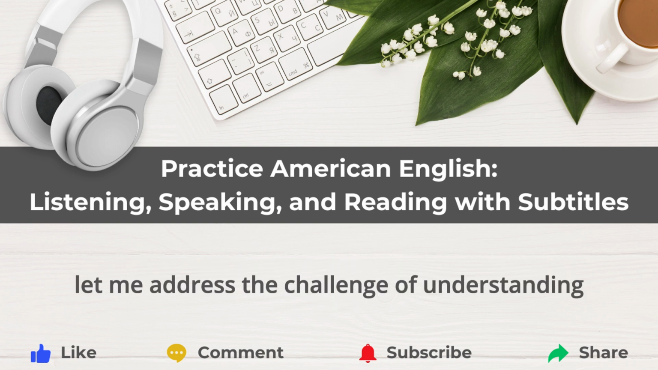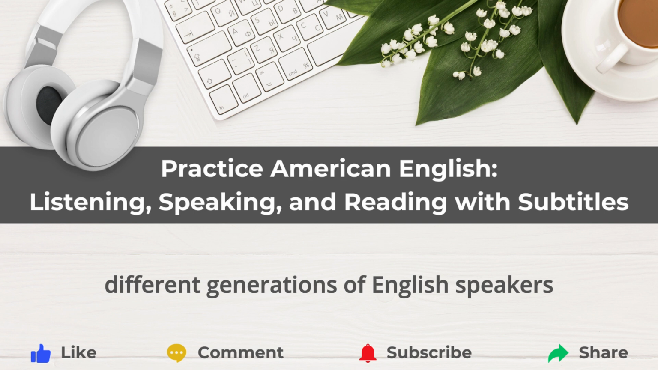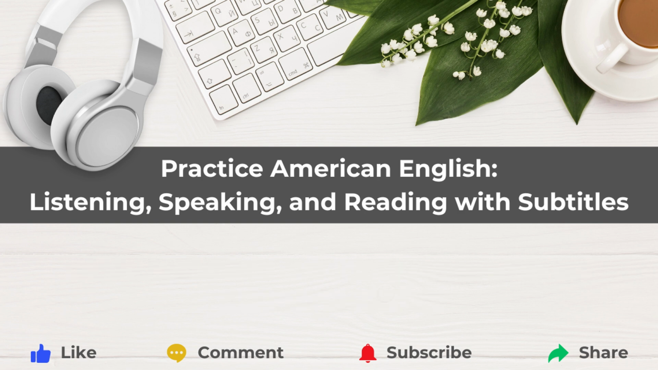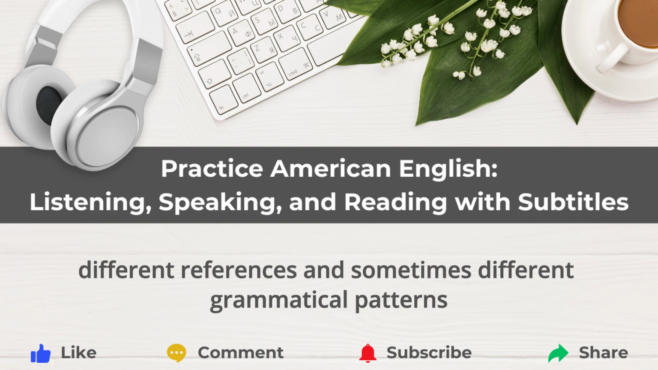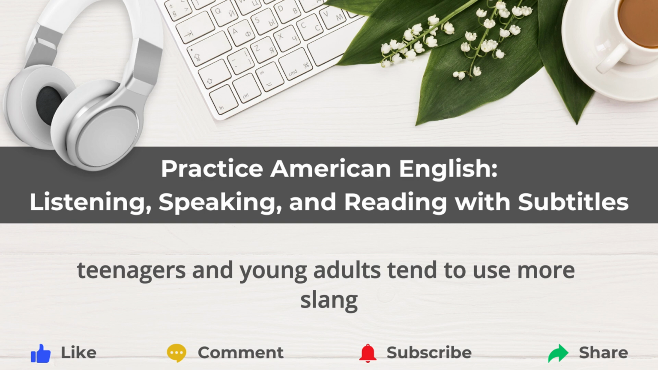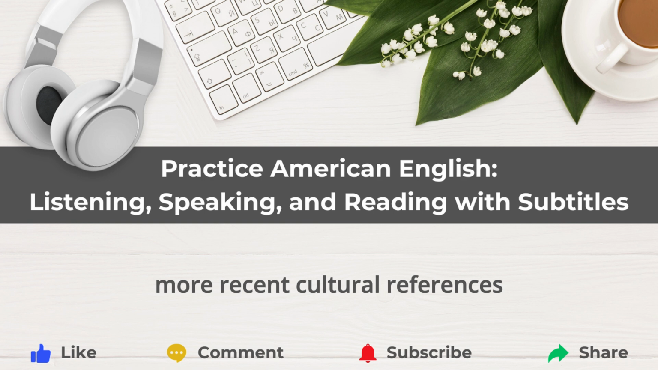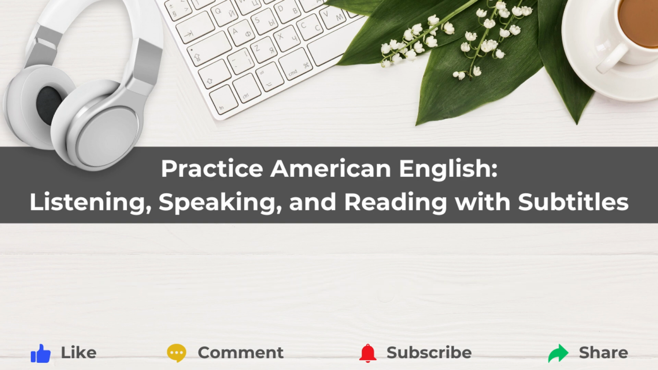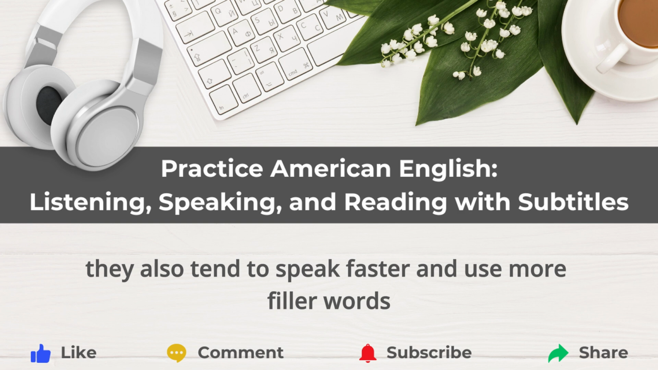Let me address the challenge of understanding different generations of English speakers. Teenagers, middle-aged adults, and elderly people often use different vocabulary, different references, and sometimes different grammatical patterns. Teenagers and young adults tend to use more slang, more recent cultural references, and sometimes simplified grammar structures. They also tend to speak faster and use more filler words.